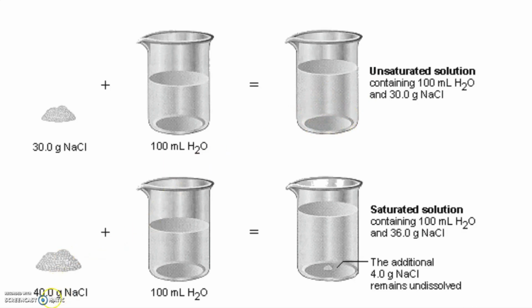So, while on the second picture, we have 40 grams of NaCl and 100 ml of water. So, when you mix them, and as you can see here, as you can observe, there is an additional 4 grams of sodium chloride remains undissolved. So, merong konti pa na hindi lahat natunaw, kaya na-remain siyang nandito sa ilalim. So, this is the saturated solution containing 100 ml of water and 36 grams of NaCl, and the remaining 4 grams remains undissolved and it settled at the bottom of the beaker.